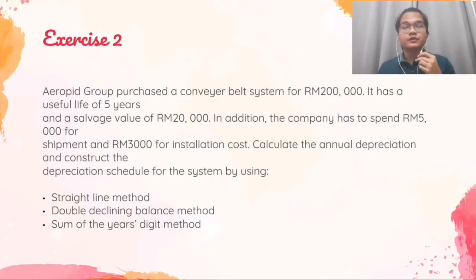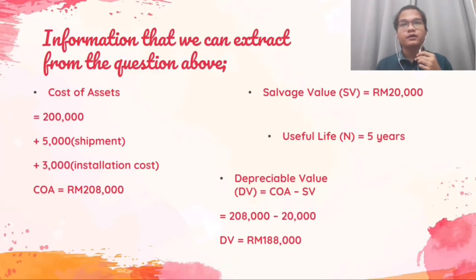Let's start with exercise 2. Aero people have purchased this system for 200,000 and have a life expectancy of 5 years. Salvage value is 20,000, with 5,000 for shipment and another 3,000 for installation cost. We are here to calculate annual depreciation for 3 different methods, which are the straight line method (SLM), the double declining balance method (DDBM), and the sum of the year digit method (SYDM). These are the info that we can get from the question just now.